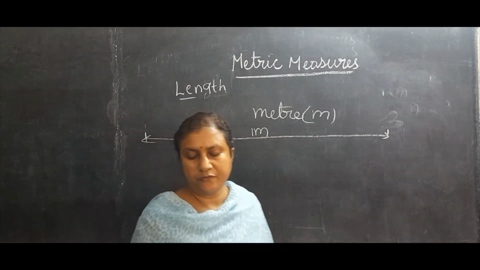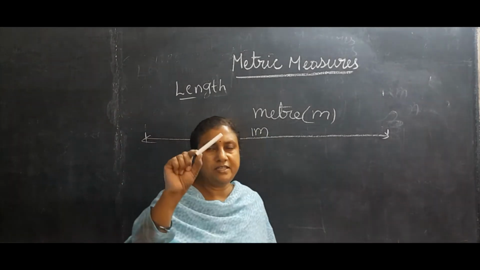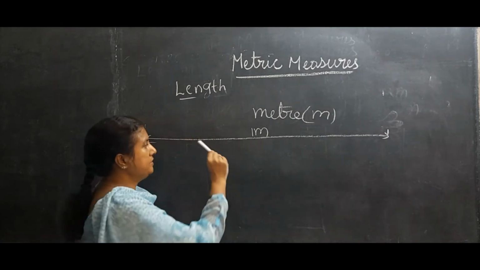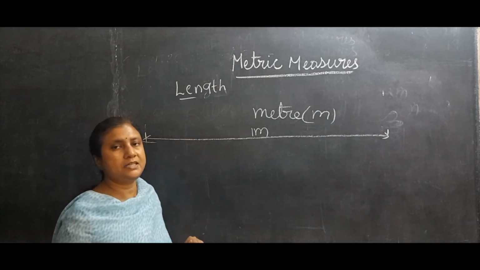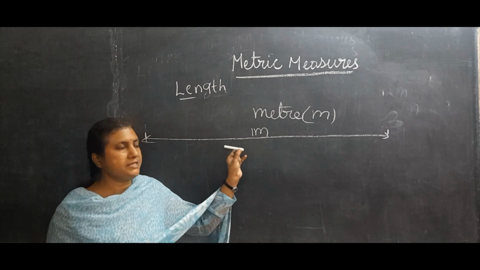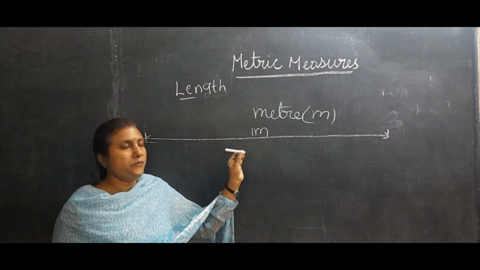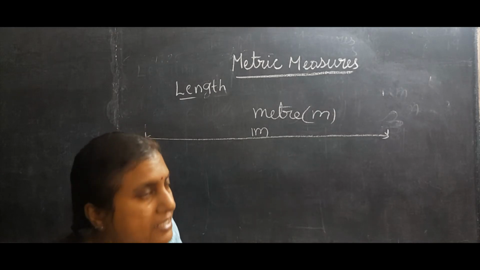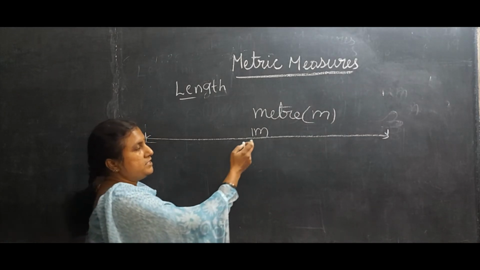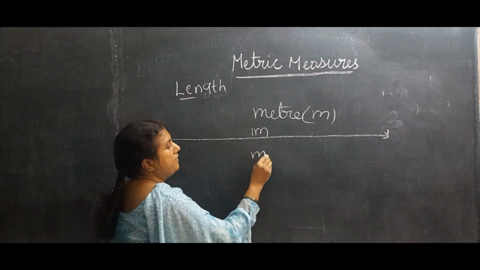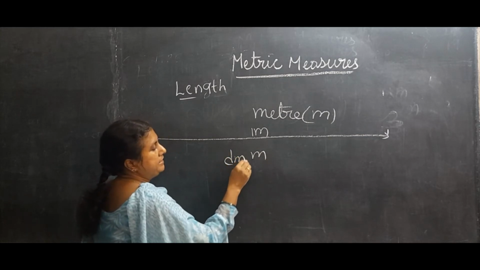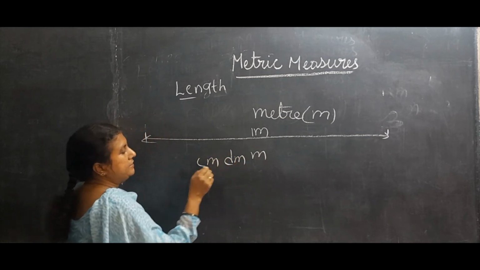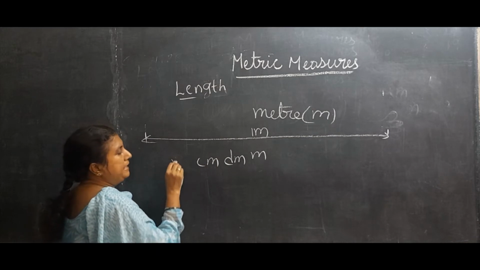Suppose if you want to find the length of this chalk piece, comparing to this is very smaller one, isn't it? That time we can't use this meter slip. So we need some lesser measurements. We have 3 smaller measurements which are lesser than this meter. They are decimeter, centimeter, millimeter.